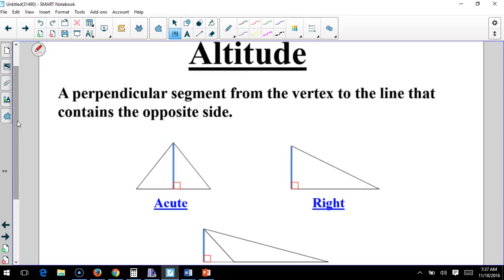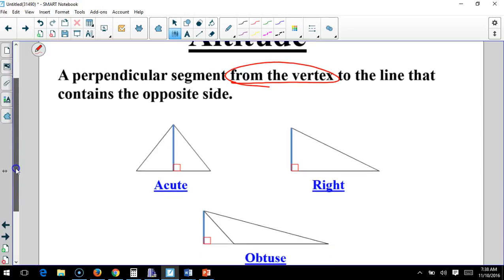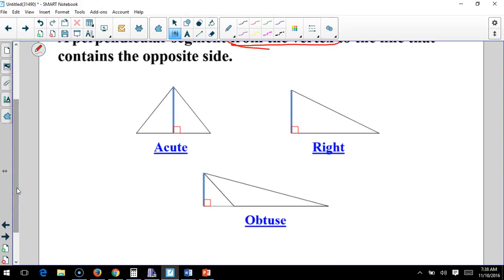Key idea: an altitude has to come from a vertex. Remember when we talked about perpendicular bisectors, they do not have to come from a vertex, but an altitude has to. Now, there are three types of triangles we've talked about: acute, right, and obtuse. When you have an acute triangle, the altitude will come from a vertex and be inside.